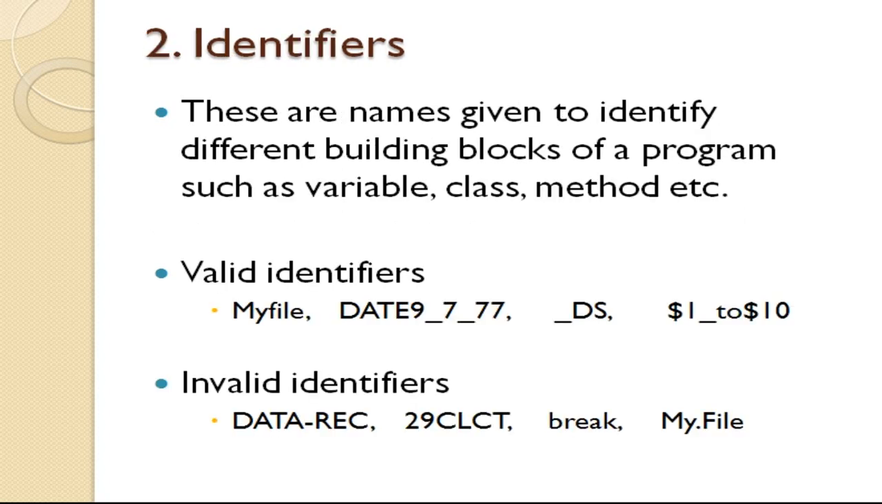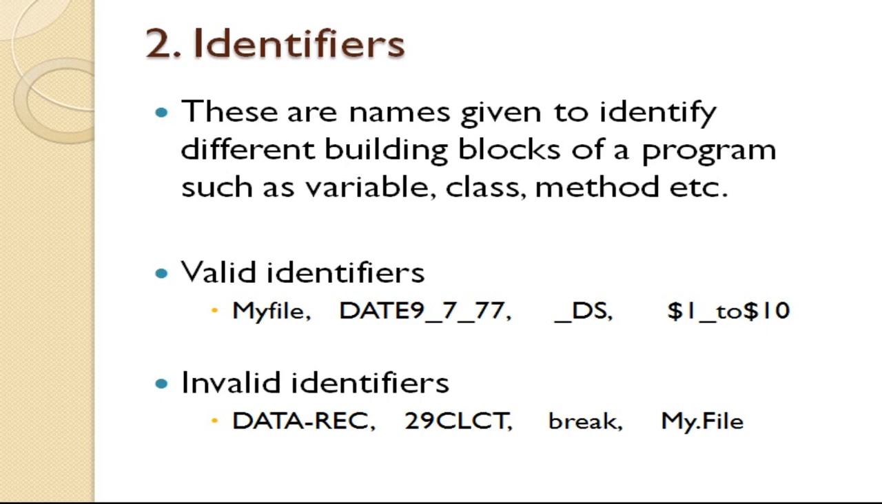Next we are going to see the topic identifiers. These are names given to identify different building blocks of a program, such as variable, class, method. Normally when you name any class or method or give a variable name, you have to follow some rules. These names are called identifiers. It can be a class name, a method name, a variable name, anything.